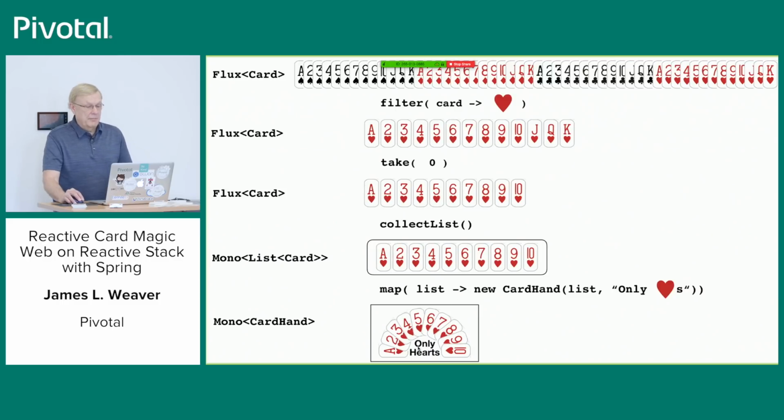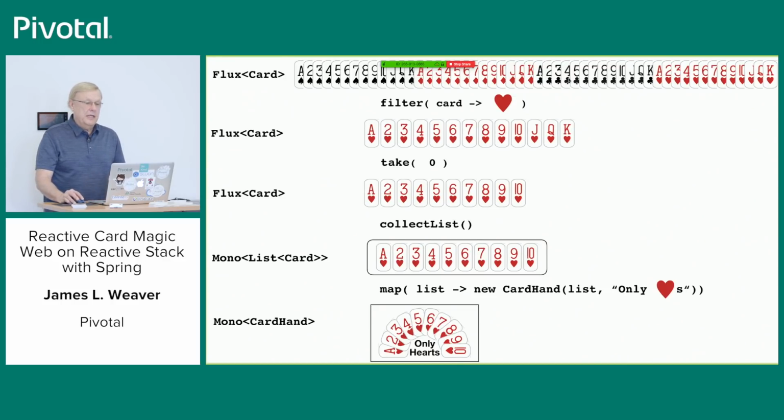And this represents that mono of the 10 cards and the words only hearts. So I'm going to animate this, but I want you to watch the non-blocking behavior. So you would expect, as this was animated, for maybe the filter to apply to all of these, and then for all of those to be filtered into this before the 10 are taken and put here, and before the list is collected and put here. But remember, it's reactive and non-blocking.